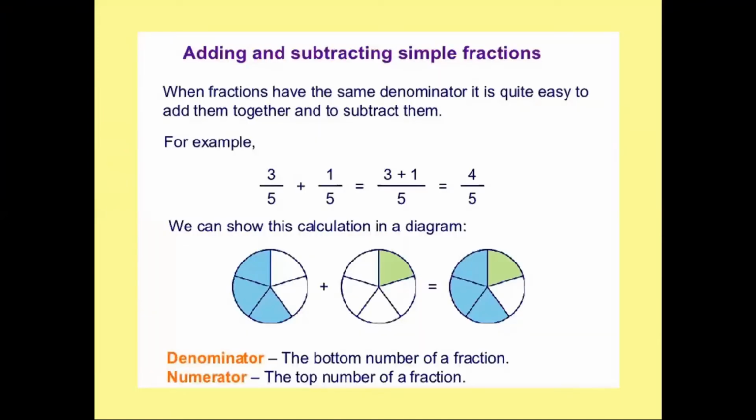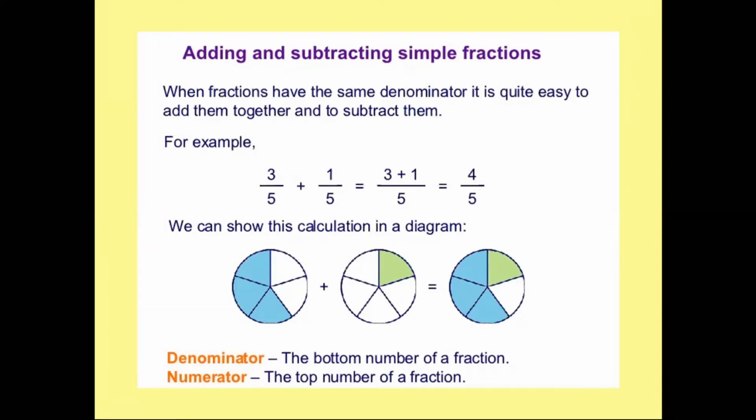Alright. So when fractions have the same denominator, you have to add or subtract the top number, which is the numerator. So 3 plus 1 equals 4. When you see the diagram, we have 3 slices shaded out of 5, and that one shaded out of 5. When we combine together, we have 4 shaded out of 5. Again, we just add the numerators and copy the denominator if the fractions are similar.